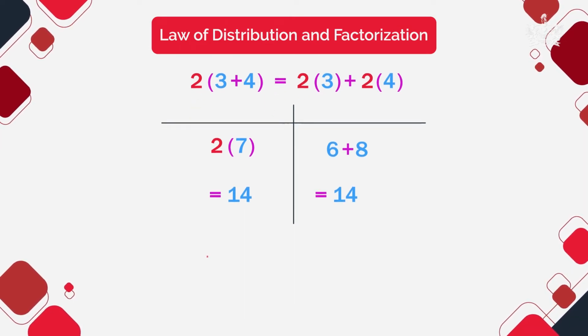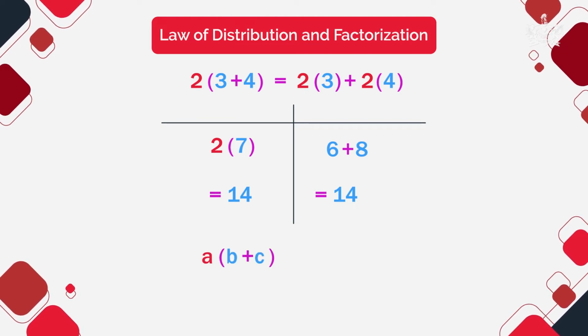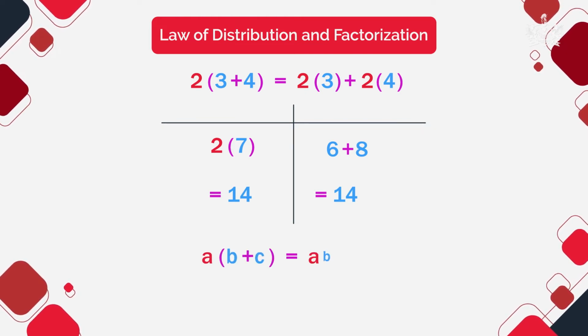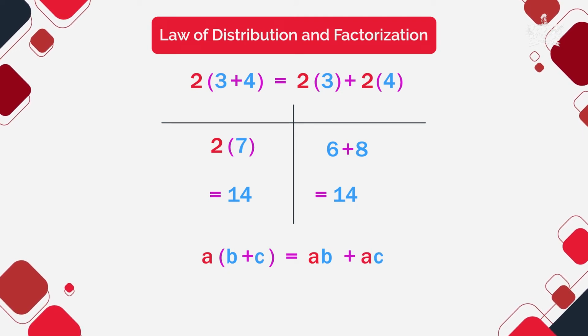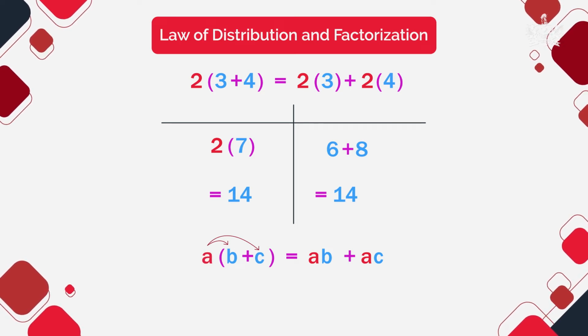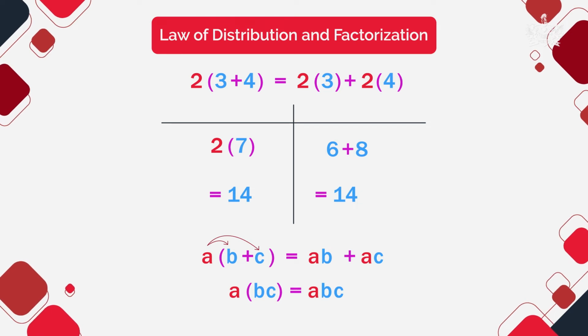We have a times b plus c is equal to a times b plus a times c. So to get from the left to the right, we multiplied each term in the parentheses separated by an addition or subtraction sign by a. In other words, we distributed a to both the b and the c. We only do this when it is separated by multiple terms. We do not need to do this when terms are linked together through multiplication or division.